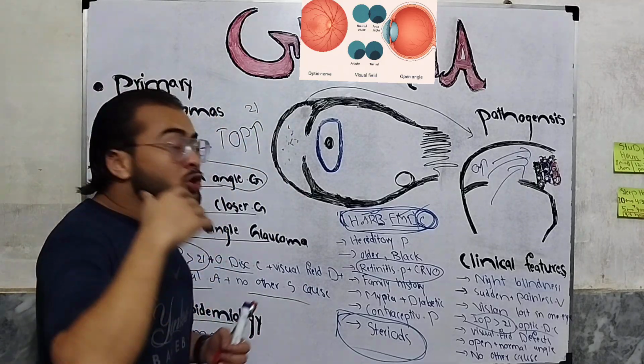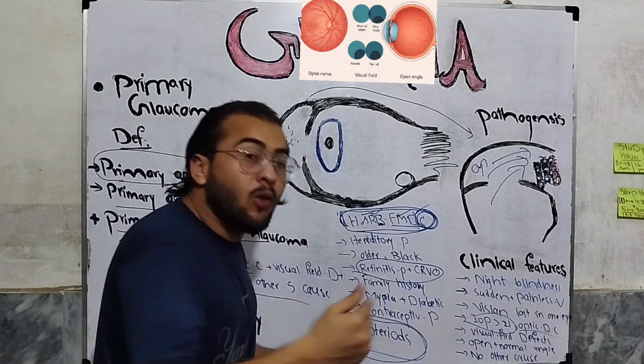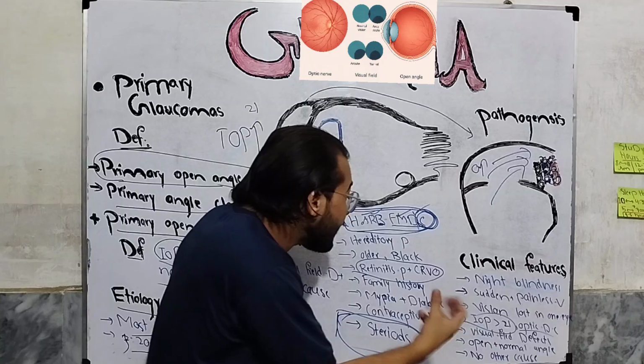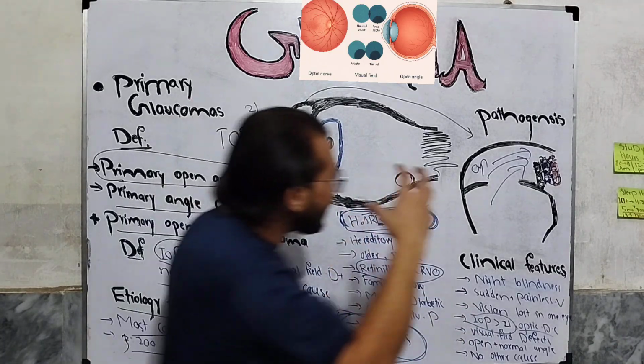So night blindness, sudden and painless visual loss, increased IOP, optic disc changes, visual field defects, a normal appearing angle, and no other cause of increased intraocular pressure. These are the clinical features.